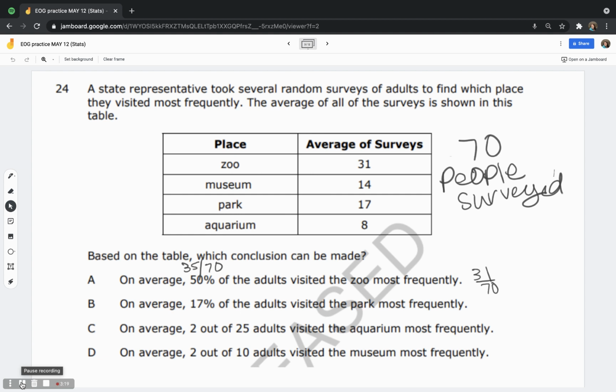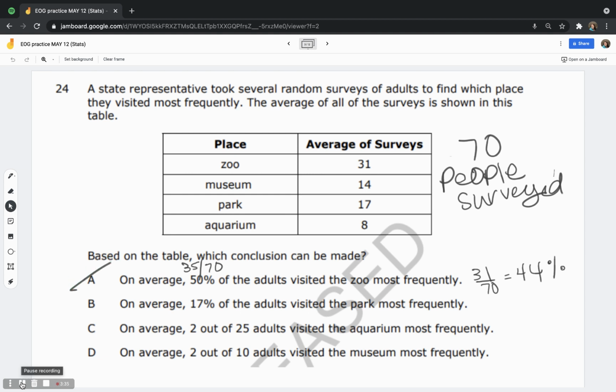You could also convert 31 to 70 into a percent. So you would type in your calculator 31 divided by 70. And that's going to give us 0.44, which is 44%. So that is not equal to 50%.